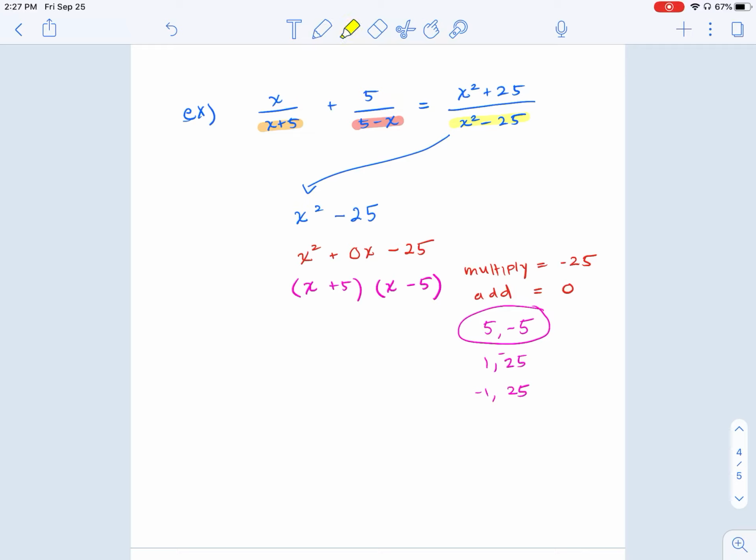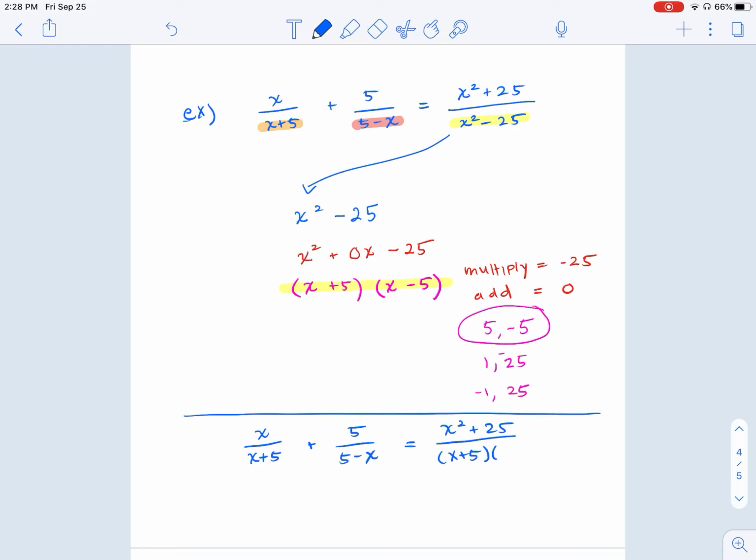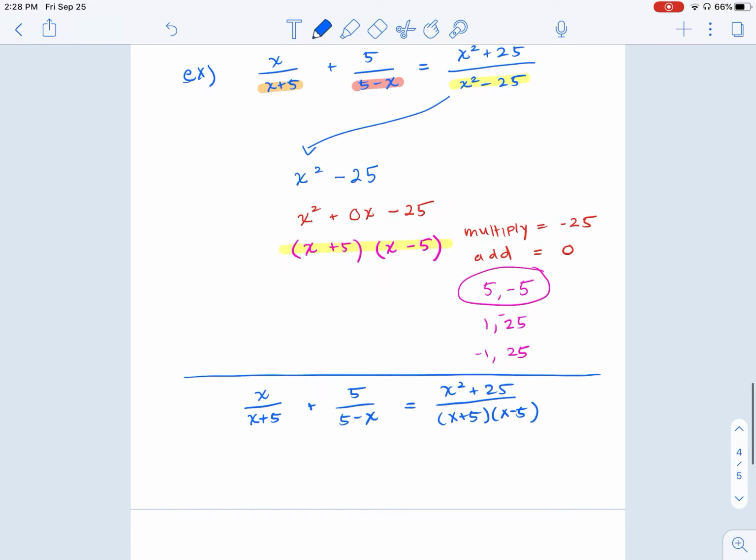So I can rewrite what I have in the yellow highlighter with this. I'm rewriting it by factoring. So if I were to just draw a line here and rewrite the entire equation, I have x over x plus 5, plus 5 over 5 minus x, equals x squared plus 25, all over, and then we factored the x plus 5 and then the x minus 5.